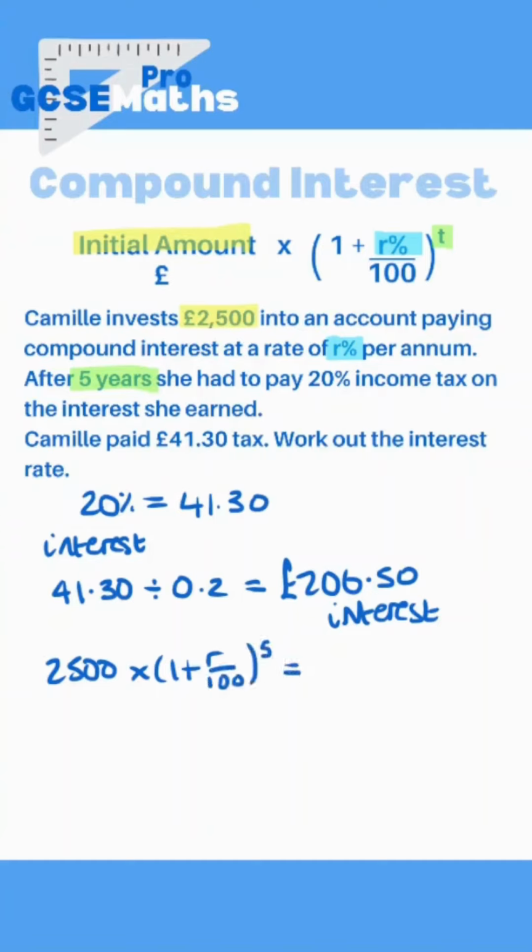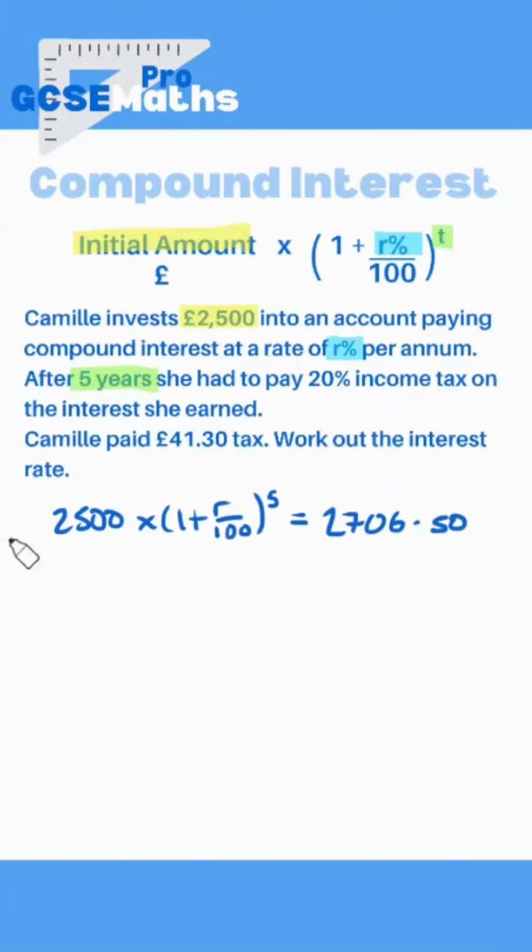Now what does that equal? That doesn't equal £206.50 because that's just the interest. Remember, the compound interest formula always gives us the value of the account at the end, so the total value. So that's including her initial amount, which was 2,500. So actually it'd be 2,500 plus 206.50, so that'd be £2,706.50. And now it's just rearranging equations as we did before.